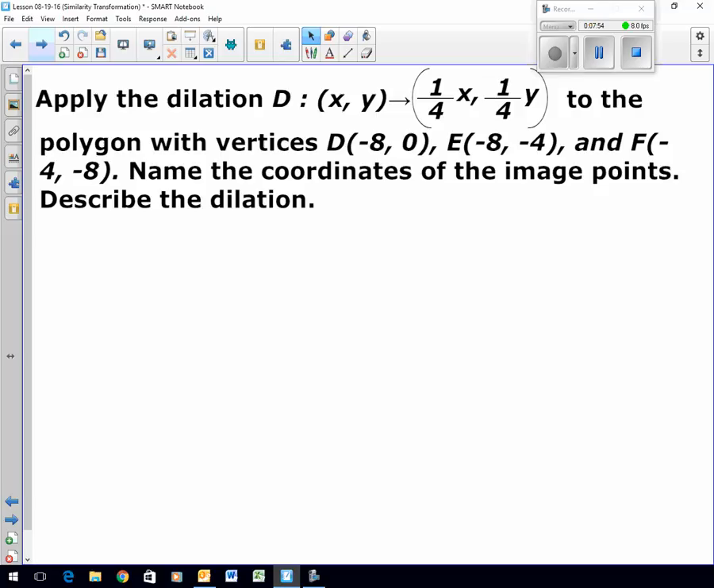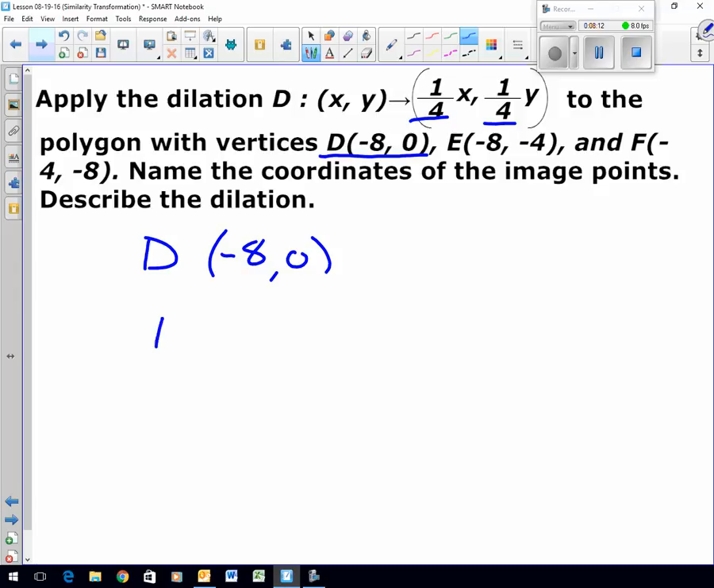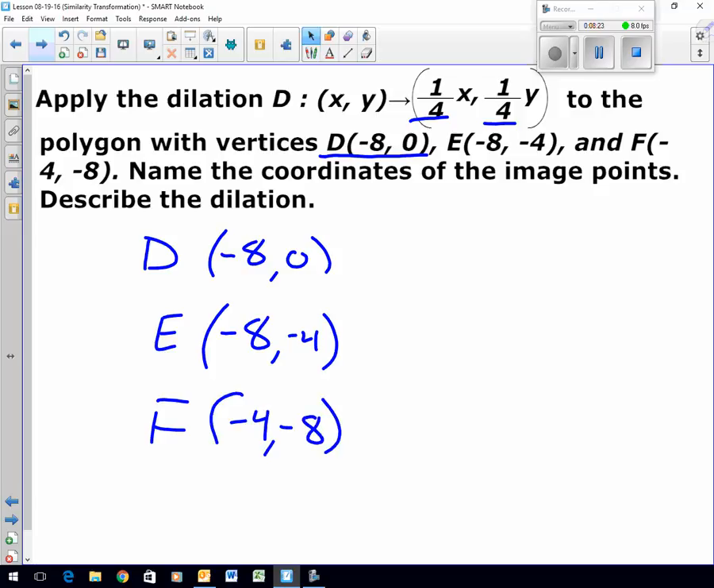All right, I want y'all to do this. You need to write this part down. Apply a scale factor of 1/4 to the following coordinates: (-8, 0), (-8, -4), (-4, -8). Those are plus negatives. You're going to multiply each of those by 1/4. Tell me what D prime, E prime, and F prime are. Take a couple minutes. 1/4 is your scale factor.